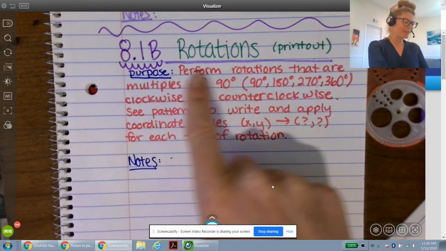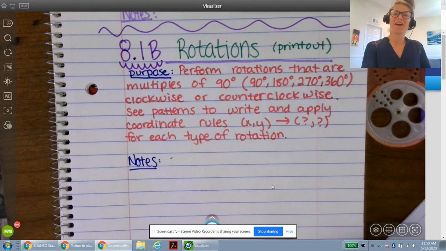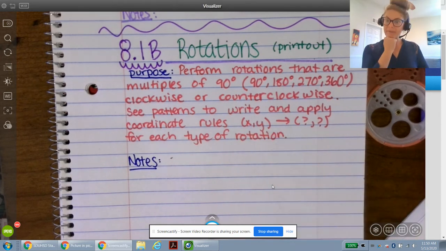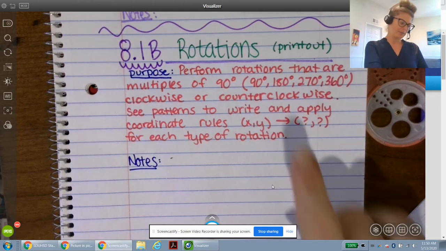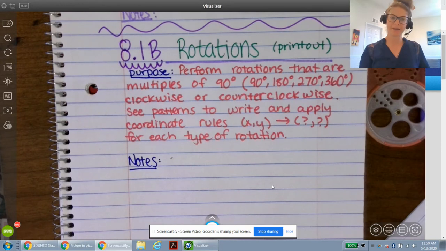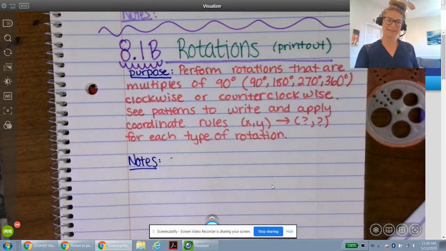Okay, so 8.1b, like I said, is on rotations. We're going to be performing rotations that are multiples of 90 degrees, 180 degrees, 270 degrees, 360 degrees, clockwise or counterclockwise. And we're going to see patterns to write and apply coordinate rules. So x, y is going to go to something all the time, depending on which degree and which direction we are rotating for each one of these types of rotations. Awesome. So let's get our printout.